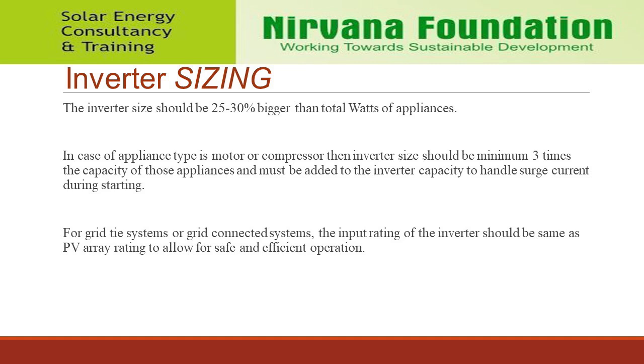In case the appliance type is a motor or compressor, then the inverter size should be minimum 3 times the capacity of those appliances, and this must be added to the inverter capacity to handle surge current during starting. For grid tie systems or grid connected systems, the input rating of the inverter should be the same as the PV array rating to allow for safe and efficient operation.